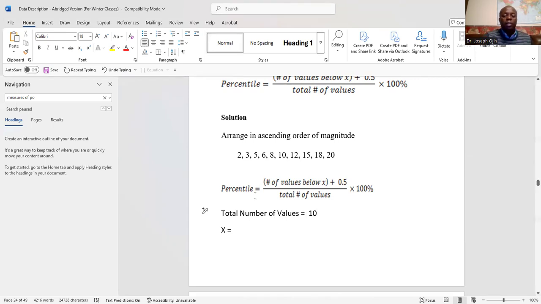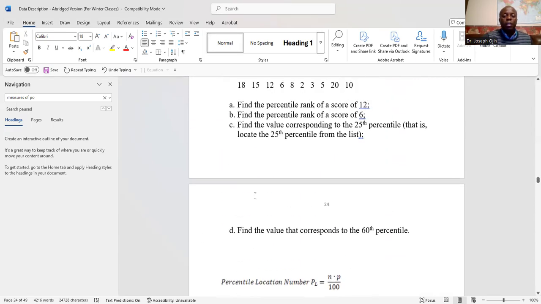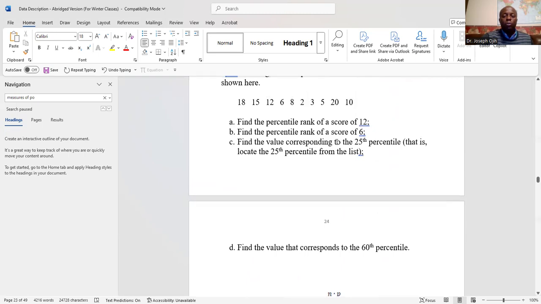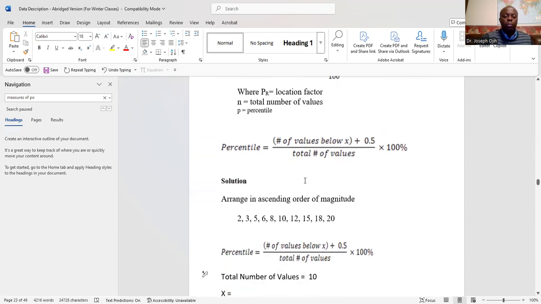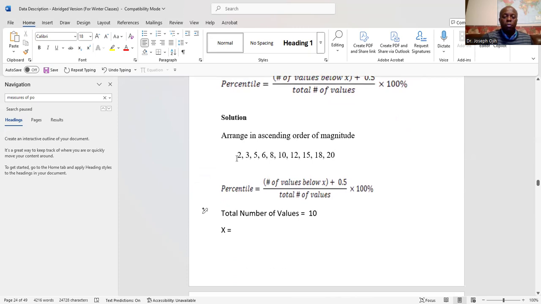Okay, and we are looking for the percentile rank of the score of 12. So what is the position of 12 here? 1, 2, 3, 4, 5, 6, 7. So now, how many values are below 12? We see because it says here number of values below 12. So 1, 2, 3, 4, 5, 6 numbers are below 12.